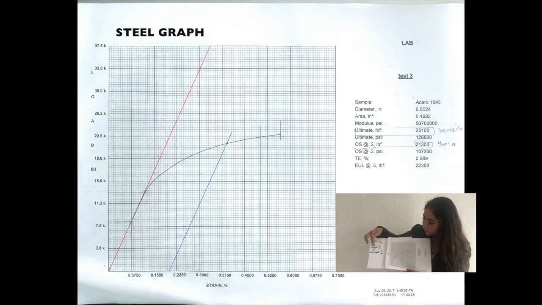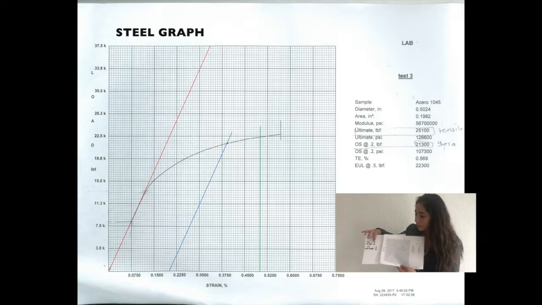And to get the yield strength, we have to use the formula force over initial area, and also for the tensile stress.